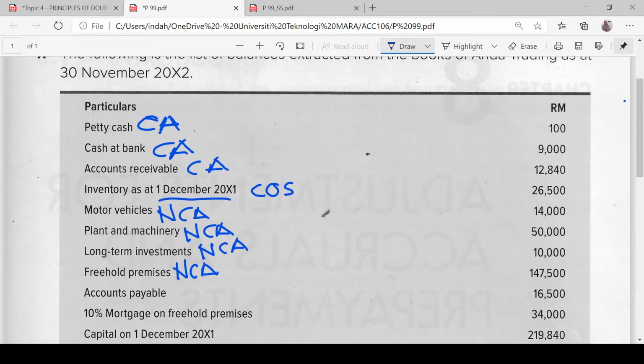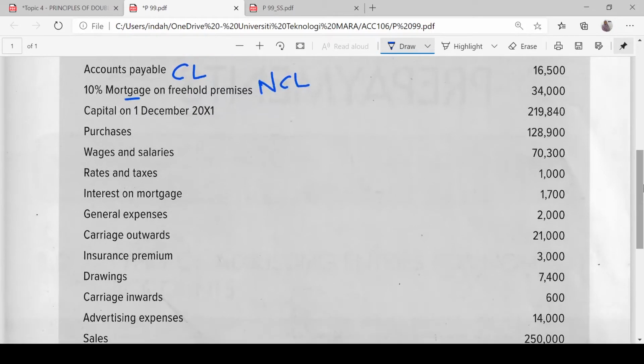All right, and then we have account payable. So this is current liability. Okay, 10% mortgage on freehold premises. Mortgage usually took more than 1 year. For the repayments of mortgage, it took more than 1 year. So this is non-current liability. Okay, and then we have capital at the beginning of the year. So this is owner's equity.